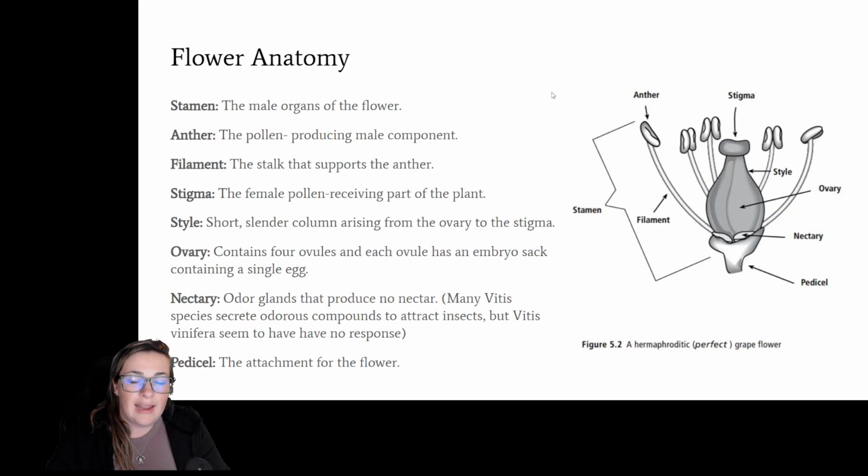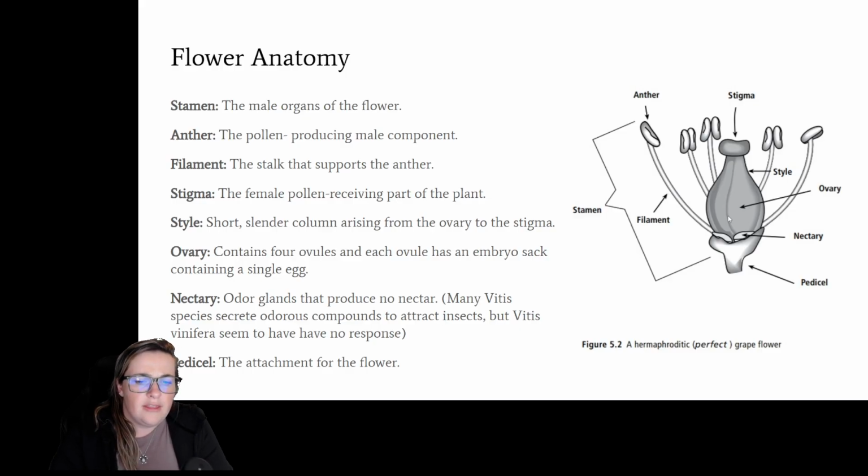So flower anatomy. Here we have a flower, very typical, perfect flower for grapes. And it contains both male and female parts. Of course, we have the stamen, which is this large section here, which includes the filament and the anther. The filament supports the anther. The anther contains the pollen needed to fertilize the female parts, also known as the stigma. This receives the pollen. The pollen travels down the style, which fertilizes the ovary, and then it becomes an embryo sac with a single egg and eventually becomes fruit.